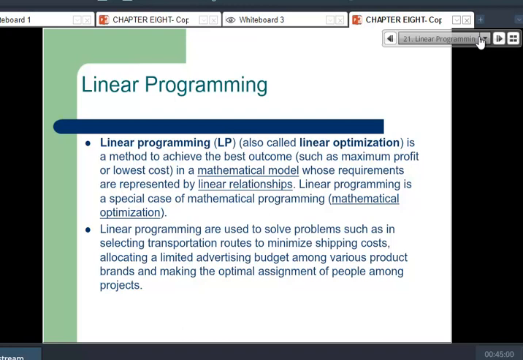So linear programming is used to solve problems such as selecting transportation routes to minimize the shipping cost. Linear programming is widely used by the Ministry of Transportation. They use linear programming to minimize the shipping cost for the customers and for the citizens, and to select the transportation route to minimize the cost for the customers.